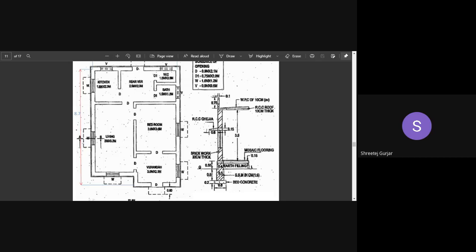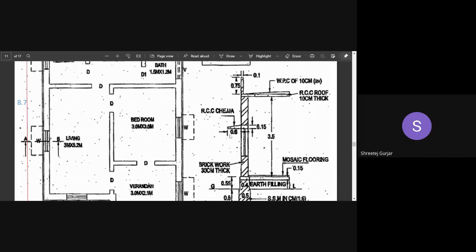And you can see this RCC chhajja you have. So this is your lintel. Let me just zoom in. Okay, so this part is your RCC chhajja, and this part is your lintel, and lintel thickness is 0.15.